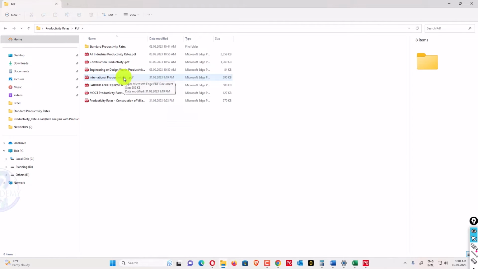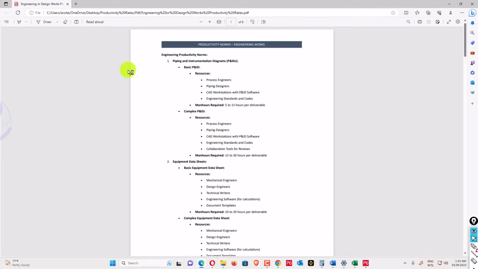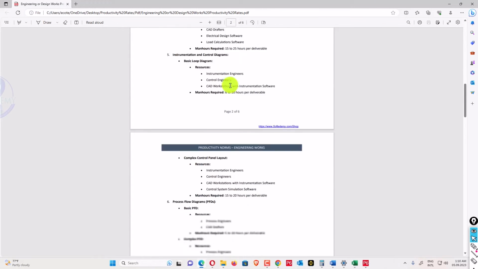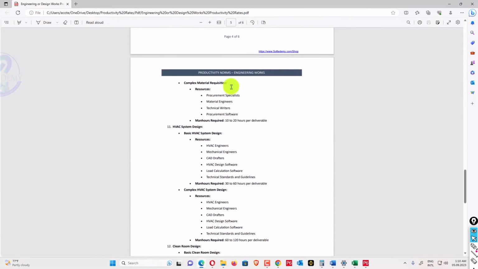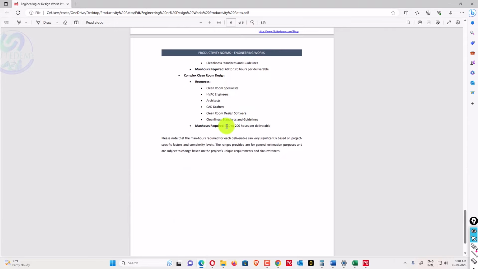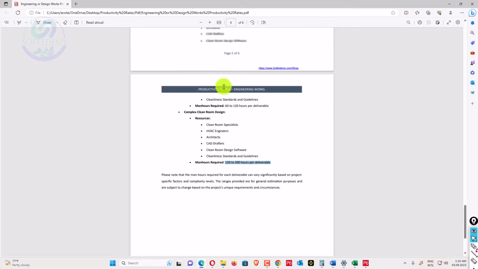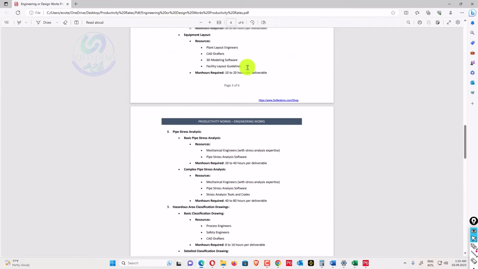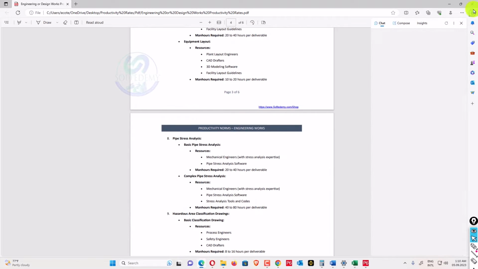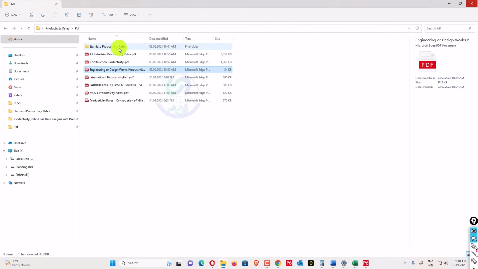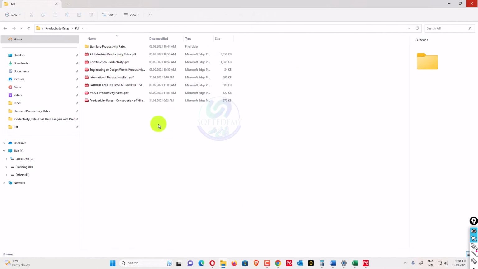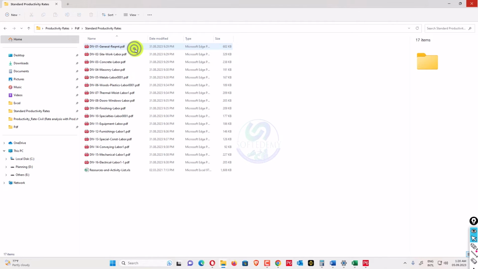Some people are saying that for engineering works we need some productivity rates. There is one file from which you can get your engineering productivity rates. It also always gives how many man hours are required to complete that job. So there is a productivity rate for engineering and design work. There is one more remaining, the standard productivity rates, which I have to tell you is very important.